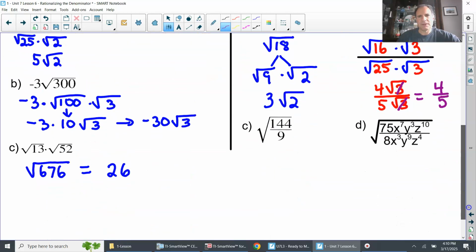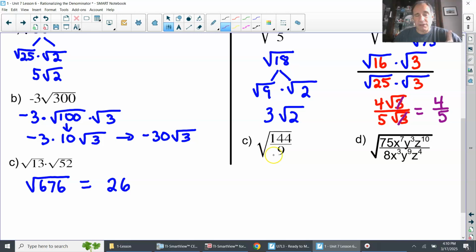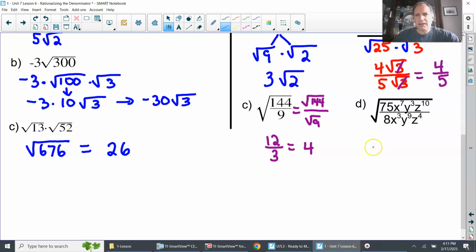All right. So we're looking at this right here, and I'm going to just go ahead and do square root of 144 over the square root of 9, and that's a perfect square. So square root of 144 is 12, and the square root of 9 is 3. If you put this whole thing into the calculator, it'll give you 4 as an answer. So D is right here, and we're going to have some work to do here. So I need some room.